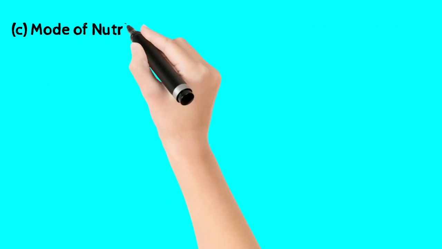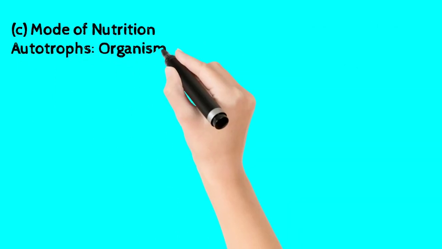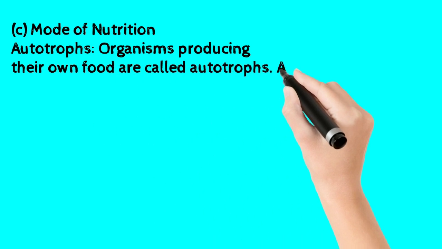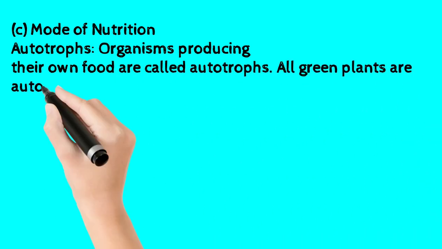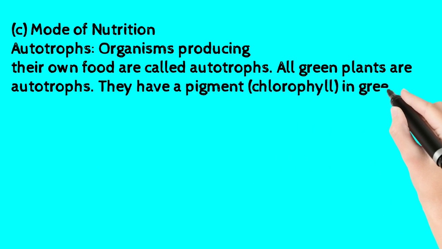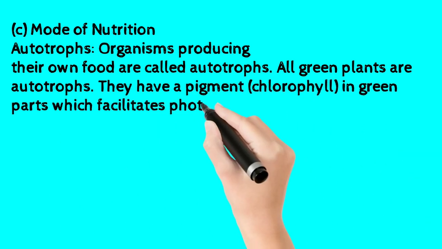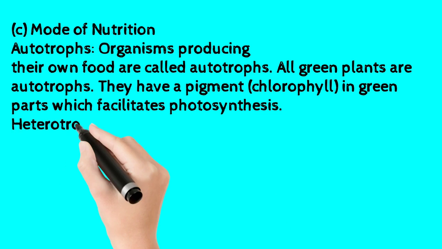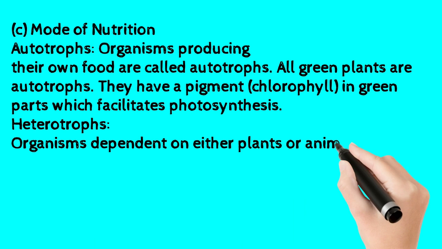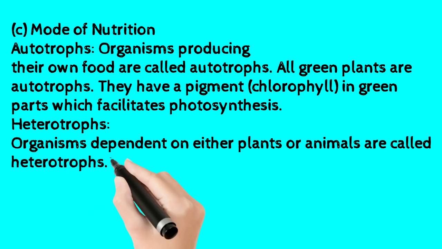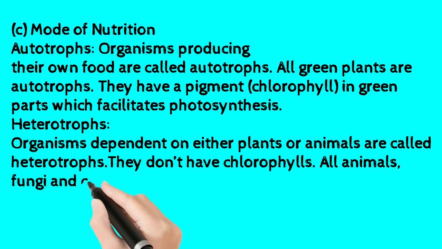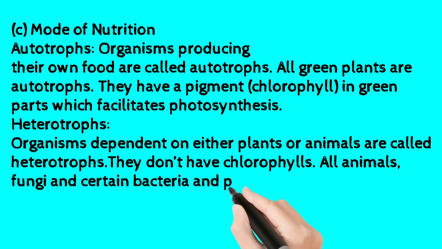C. Mode of nutrition. Autotrophs. Organisms producing their own food are called autotrophs. All green plants are autotrophs. They have a pigment, chlorophyll, in green parts which facilitates photosynthesis. Heterotrophs. Organisms dependent on either plants or animals are called heterotrophs. They don't have chlorophyll. All animals, fungi and certain bacteria and protozoa belong to this group.